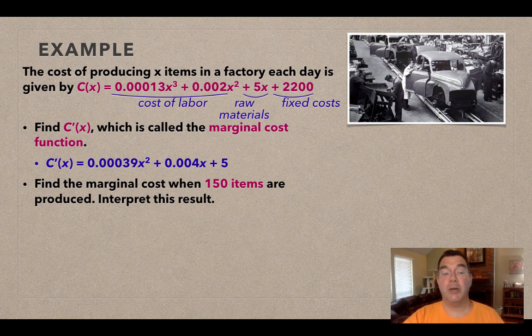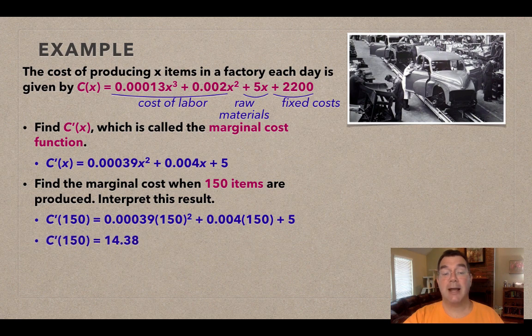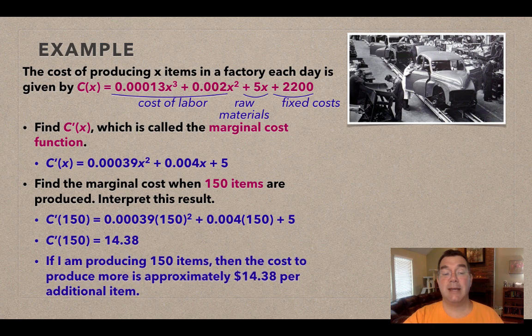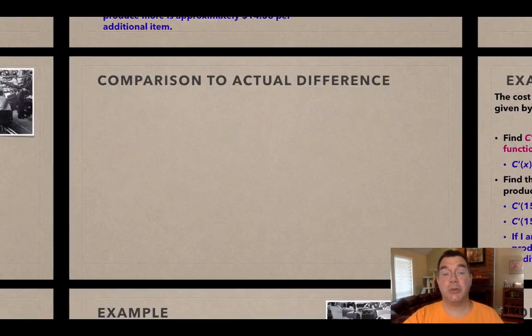So what I want to know is, what is the marginal cost when 150 items are produced? And we will interpret this. So simply replacing x with 150, I get that expression there. And if I evaluate that, I get 14.38. Now, what does that mean? It means that if I am producing 150 items, then the cost to produce more is going to be approximately $14.38 per additional item. Okay, so that's how I interpret the derivative.